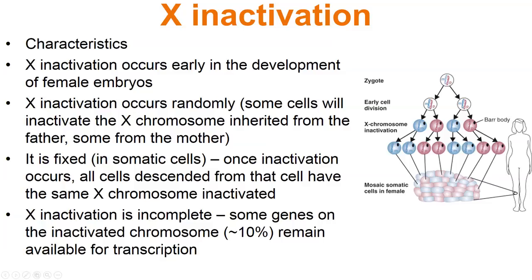Now, that X inactivation is incomplete. What that means is there's a small percentage, about 10% of the genes on the X chromosome that's shut off, that still are actually active. Okay. So that complicates things a little bit.